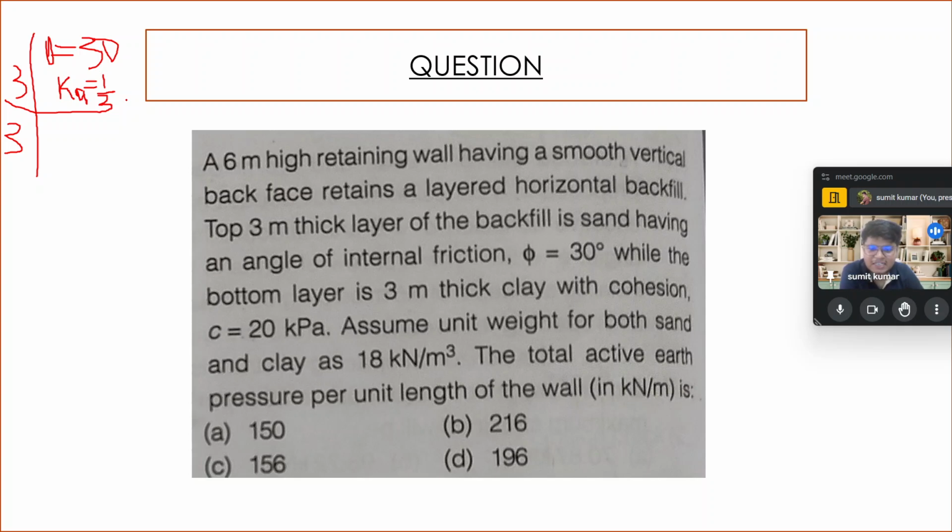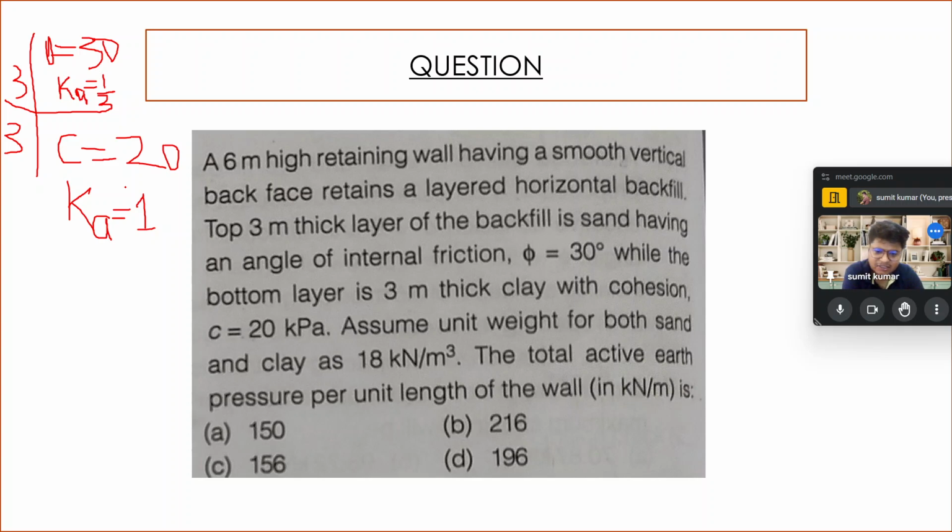While the bottom layer is 3 meter thick clay with a cohesion C equal to 20. If only C equal to 20 is given, we assume phi equal to 0, and if phi equal to 0, the value of K is going to be 1. You need to understand this, especially in competitive exams. Some people believe that since phi is mentioned as 30 degrees in the top layer, phi is 30 degrees for the bottom layer as well, but that's not the case. If nothing is mentioned, it is purely cohesive soil, and the value of phi is going to be 0.